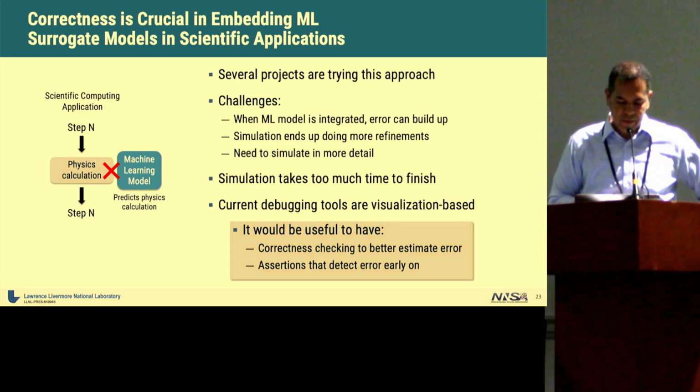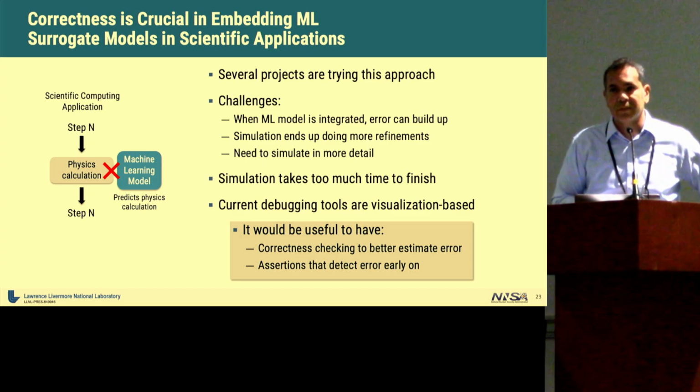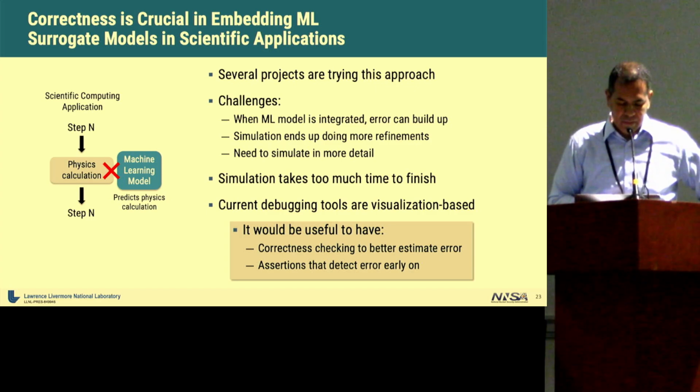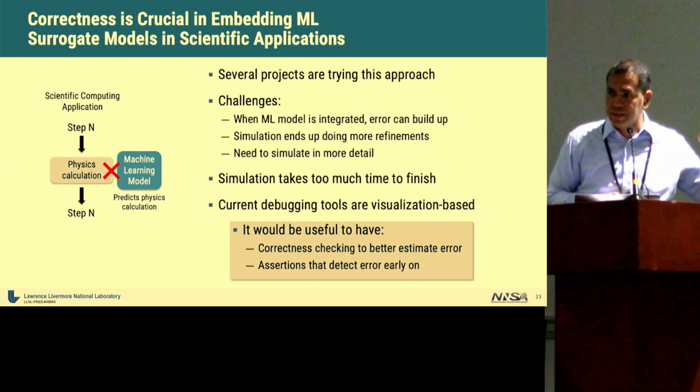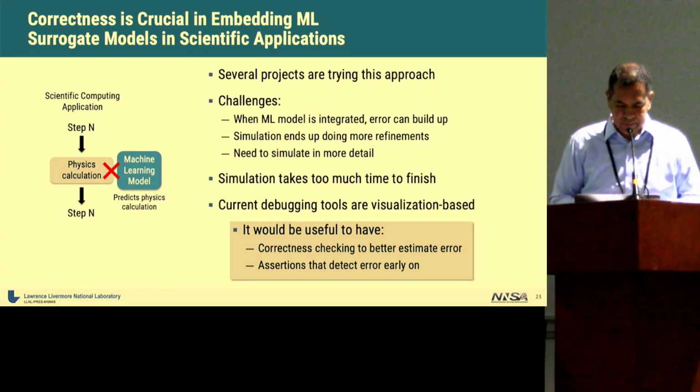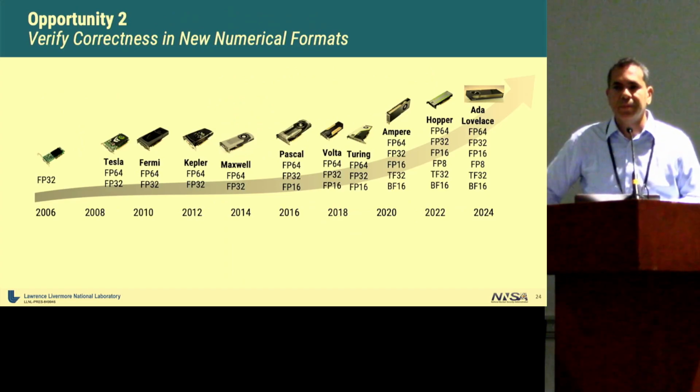So this is where I think correctness checking, having models of correctness, could actually help them better estimate the error. But I would say most applications don't have those correctness models that they can use. Maybe having assertions in the code that can detect the error early on, because the error propagates quickly when they integrate the machine learning model. So that's an opportunity I think we can have right now to help those code teams in the area of correctness. Another opportunity is helping people to verify the correctness as they use different numerical formats.